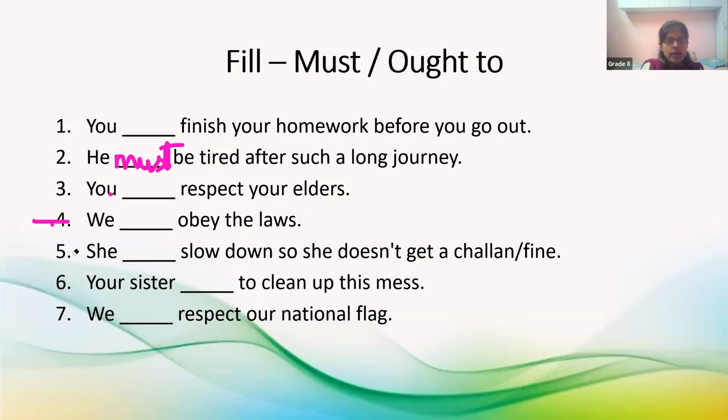Next one. She dash slow down so she doesn't get a fine or challan. You understand what is challan? Challan is the traffic ticket we get in case we are not following the traffic rules. Ought to. You know what Vishak is doing? He refers to the notes and then comes back to answer. But Vishak, when you refer to the notes, you never make a mistake. Yes, it is ought to. Well done. Super.